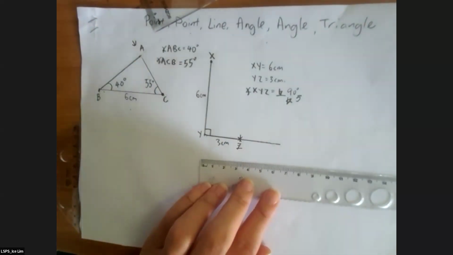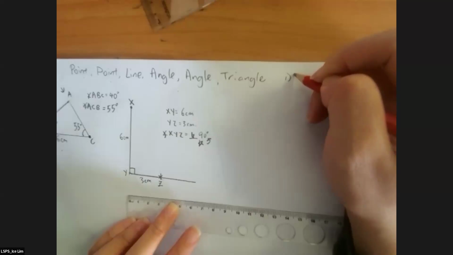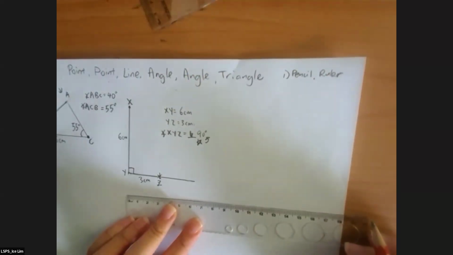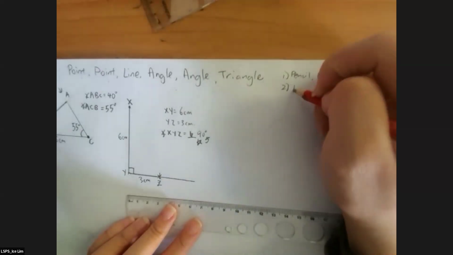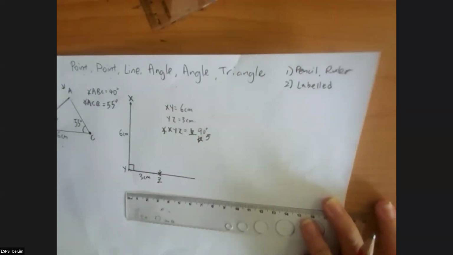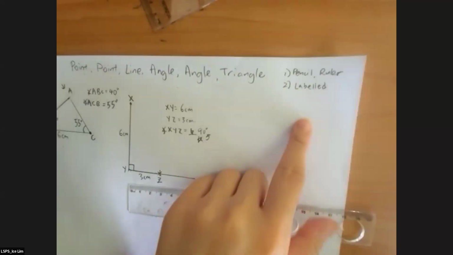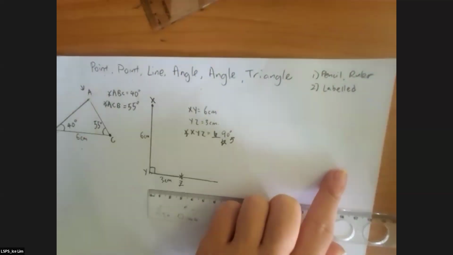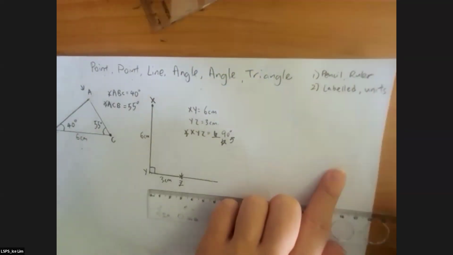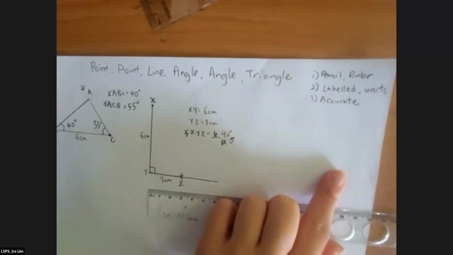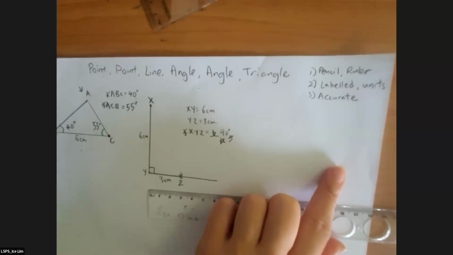Okay, in the exam, number 1, drawings must be done using pencil and ruler. Number 2, the marks are for labels. So you must have all the labels there. Point X, point Y, point Z, 6 centimeters, 3 centimeters, and the angle, 90 degrees, all these labels. And the last point is it must be accurate. So if the line is not straight, your angle is not correct, 0.